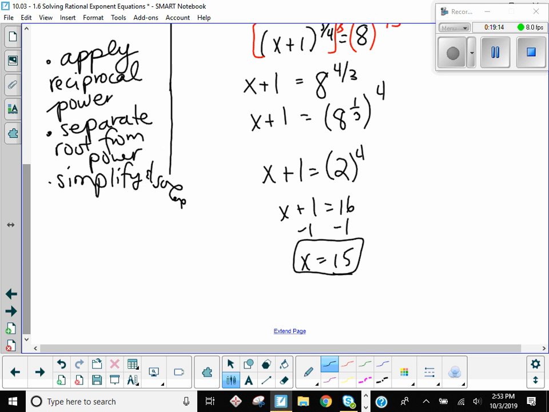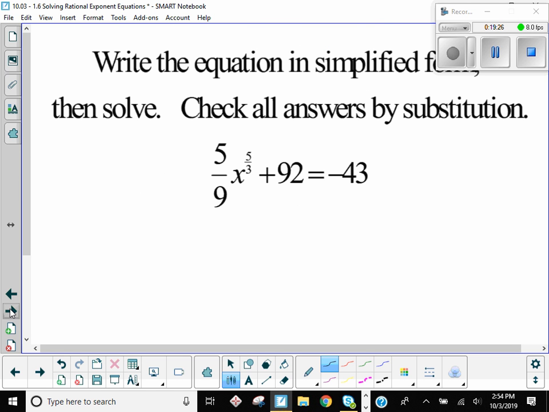And I'm going to set you up a little bit on the next one and then give you a few minutes to finish it out by yourself. What's funky about the next one? The fraction. The bears. 5/9 x to the 5/3 plus 92 gives 1. How do we begin?